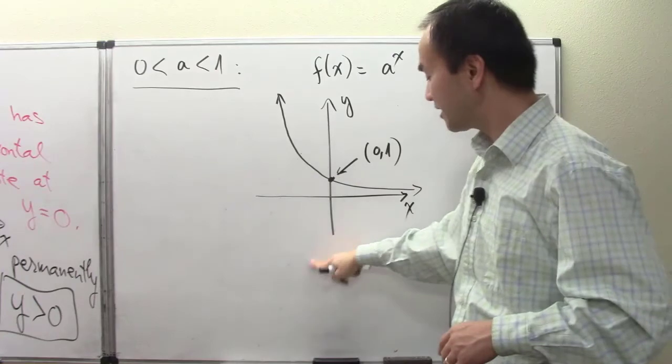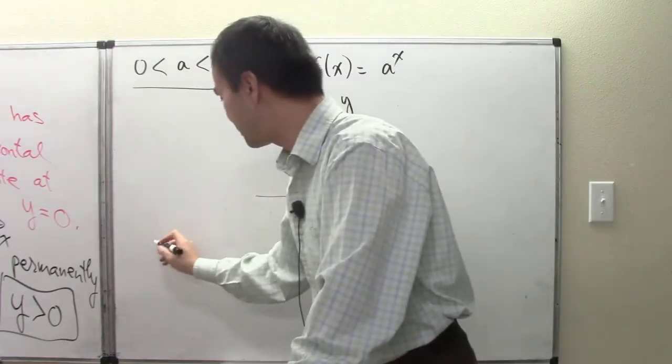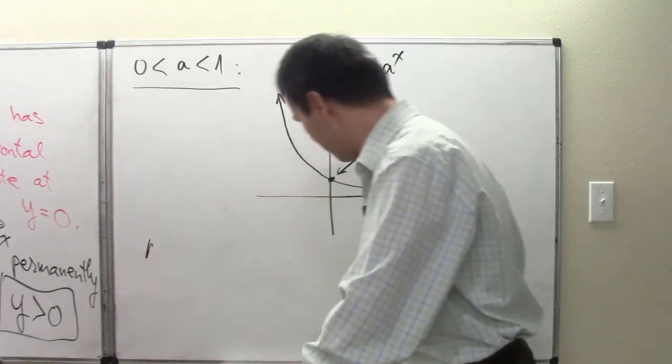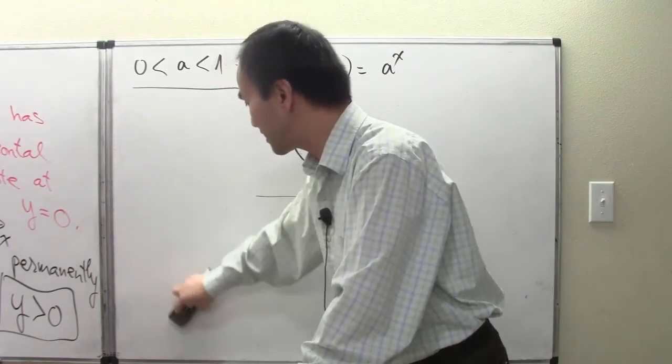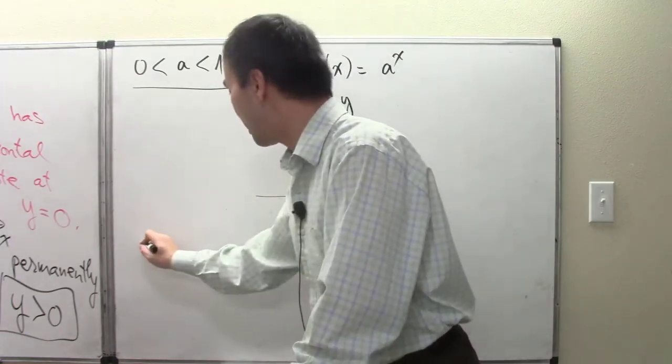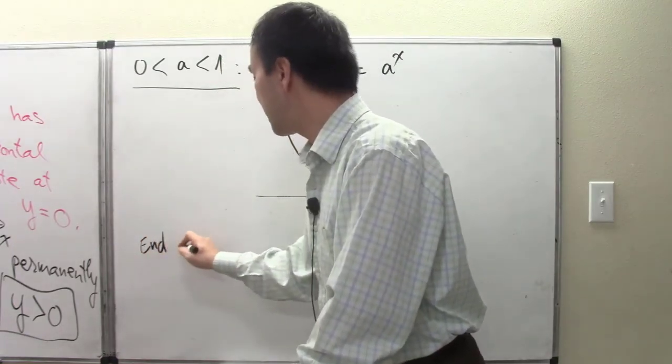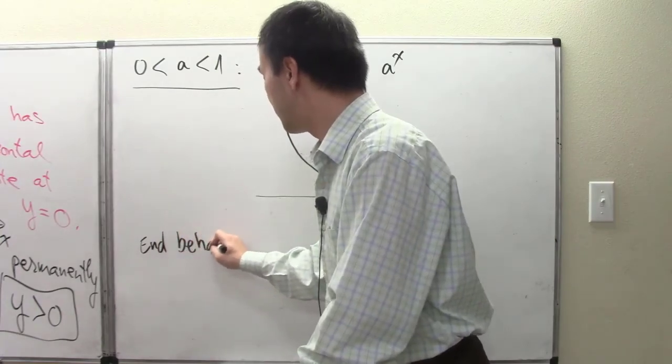And so now let's look at the end behavior. This is one more thing that makes it opposite from the case where a was greater than 1 right there. So let's look at end behavior.